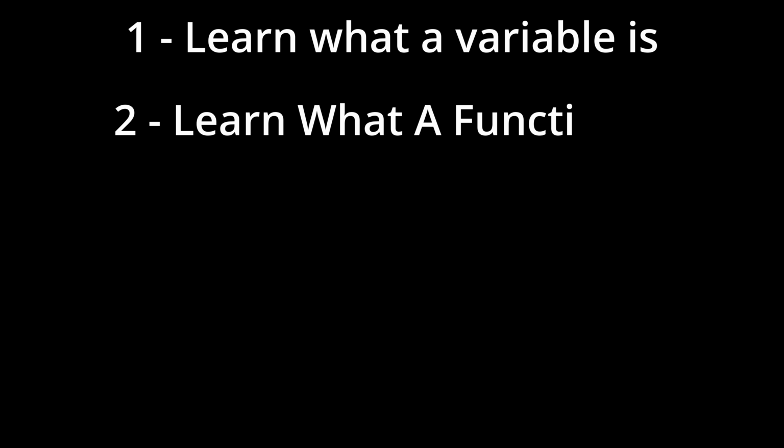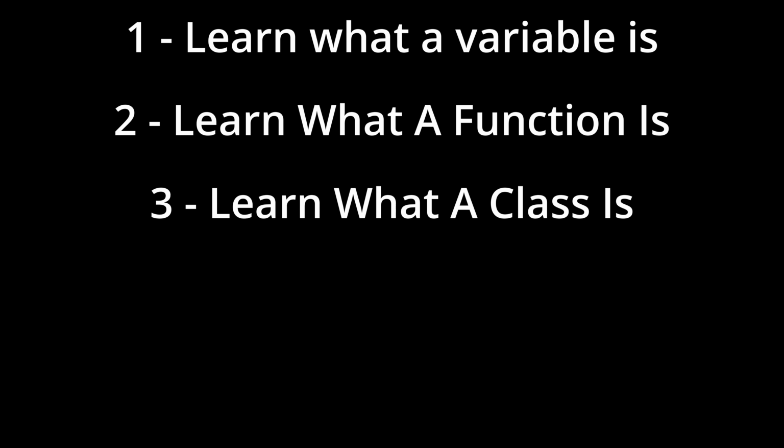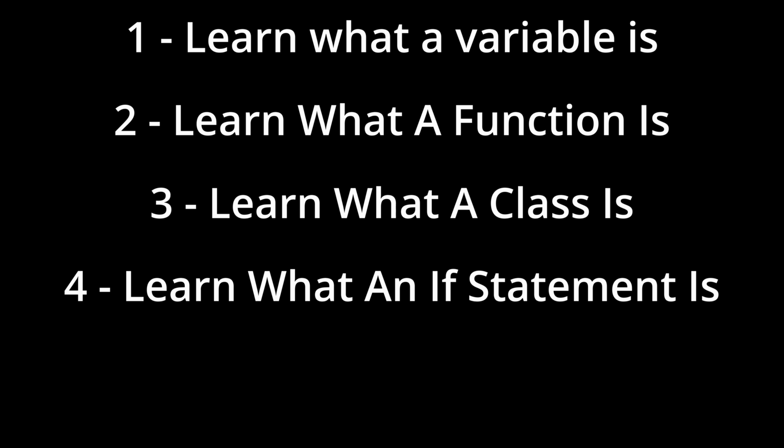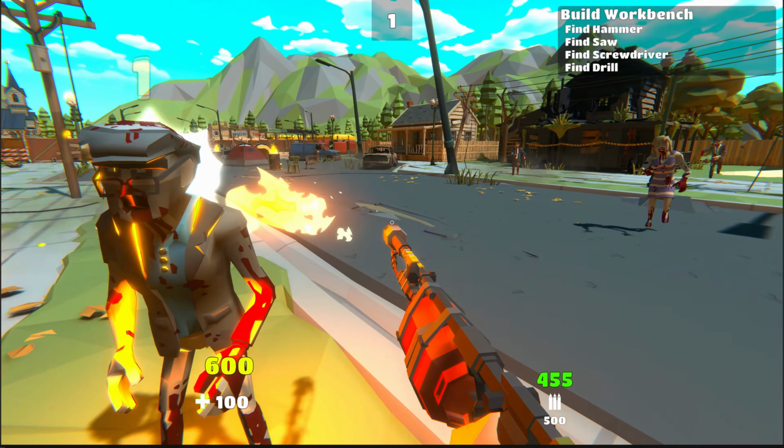Don't be scared though, coding is very easy when you learn its 5 essential parts. Learn what a variable is. Learn what a function is, learn what a class is, learn what an if statement is, and learn what a for loop is. If you spend some time learning these 5 components, you will be able to program pretty much anything. And that cheat code I mentioned earlier will really come in handy with this one.